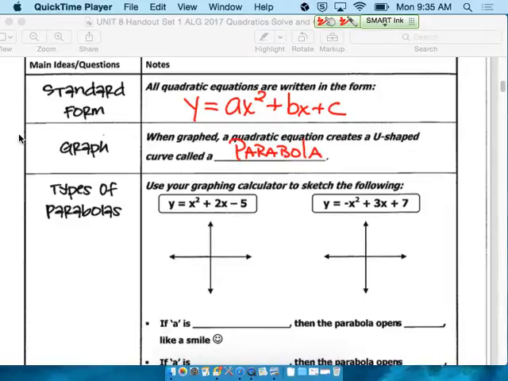And the shape, it either opens up or it turns down. So here we'll do one that opens up, and here we'll have one that turns down. And the way that's determined is by the lead coefficient. So if A is positive, if A is negative. And remember, the lead coefficient's the coefficient on the quadratic term or the squared term. So that determines the direction of opening.